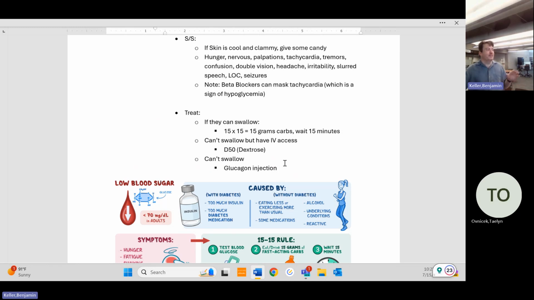They may have glucagon with them that causes gluconeogenesis to happen. So that's a medication that you can give.